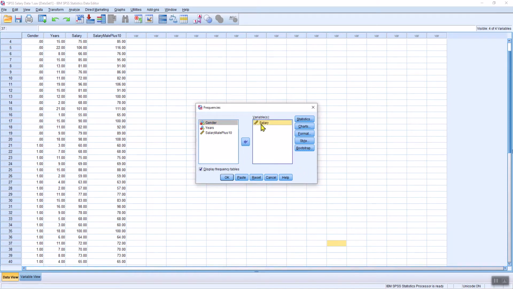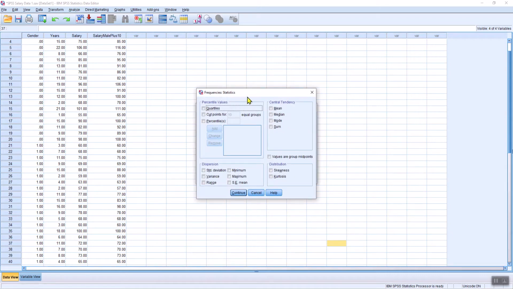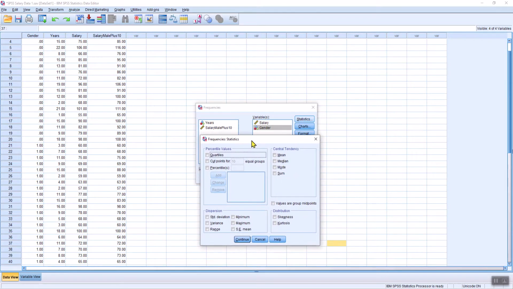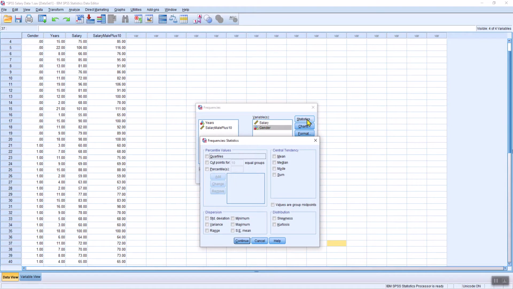So when you first open it, all your variables are going to be on the left. Take salary, put it over here. That's the variable that we want information on. And if we take gender and put it over there too, that might be interesting. Probably not, actually.